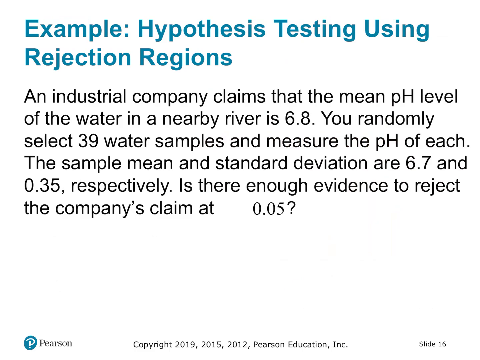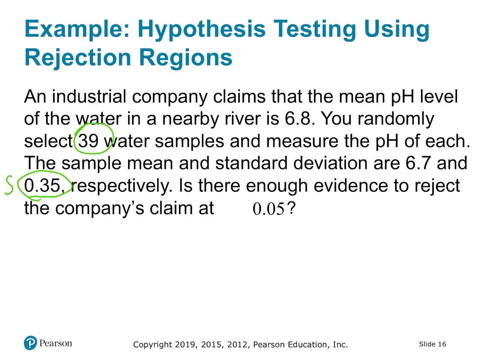Okay, and here's another one. An industrial company claims the mean pH level of the water at a nearby river is 6.8. We selected 39 water samples. Yep, that's more than 30. Don't need to see the word normal necessarily. But we measured the pH of each of these, and the sample mean and sample standard deviation are 6.7 and 0.35. And it's all in the same sentence. They did not say this came from history or some other situation. So that is definitely S.